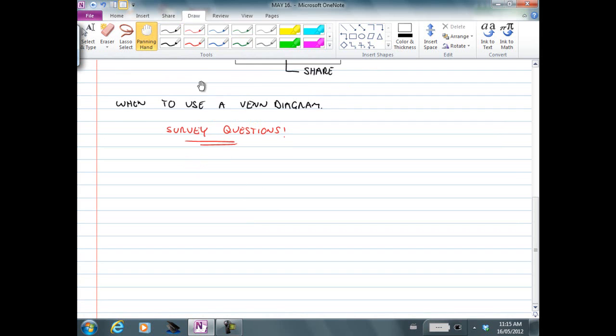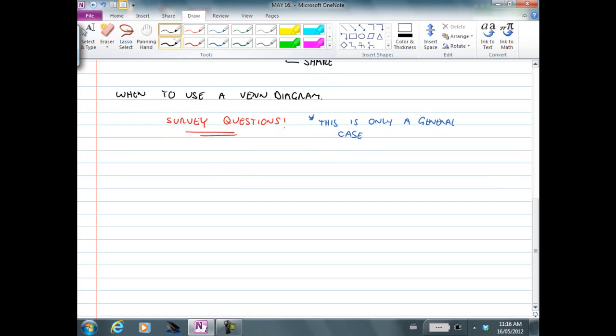For example, they'll give you this. And I'm going to write a little star. This is only a general case. Because I know some of you will be given a question on the test and say, Miss, no, but this is not a survey question. You never told me to use a Venn diagram. See, this is only a general case. There are more questions where you use a Venn diagram, but you get the idea of when to use it once you get some practice with it. I'll start off with the most straightforward one.